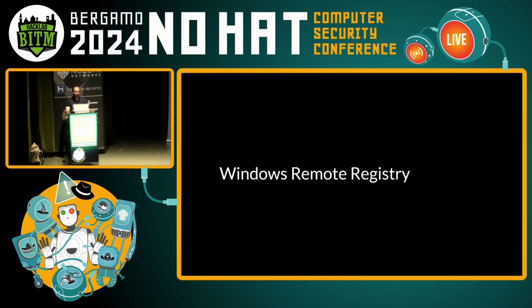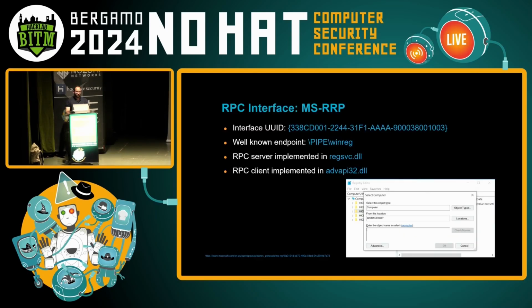In our case, our profit comes from Windows Remote Registry, which is our victim of the day. It's implemented with an RPC interface with a UUID, and it also has a well-known endpoint called WinReg over SMB. Its RPC server implementation is in regsvc DLL. It's run as a service, which is not turned on by default, but we don't care because we are attacking the client. The client side is implemented in ADVAPI32 DLL, which is kind of curious because it means it's just part of the Windows API and not in a unique DLL for its logic.